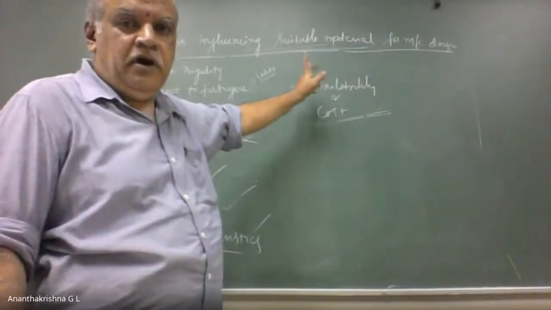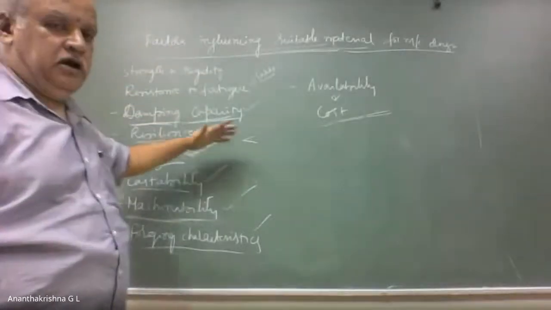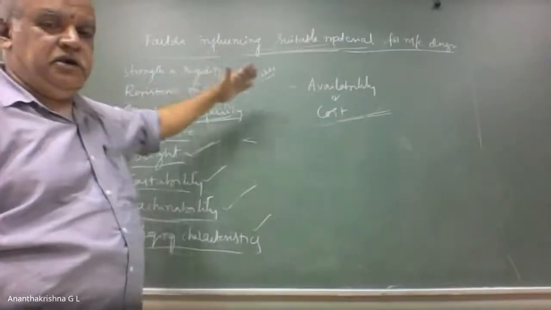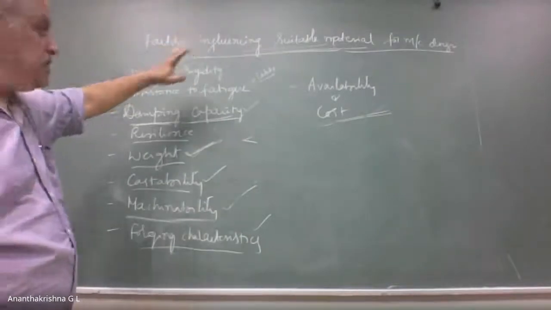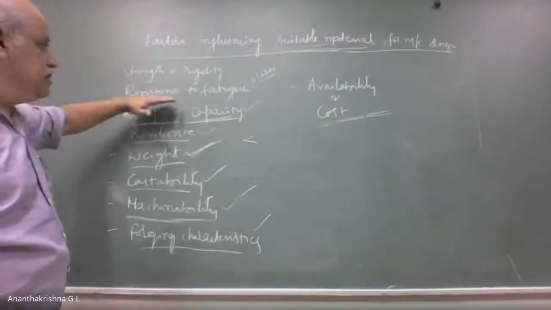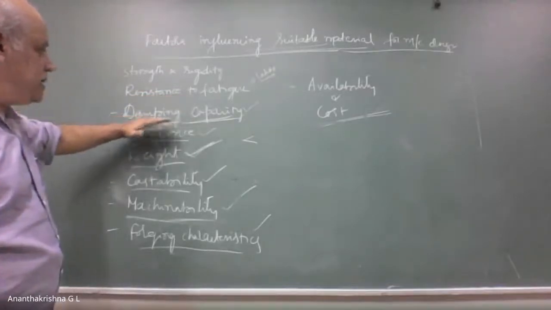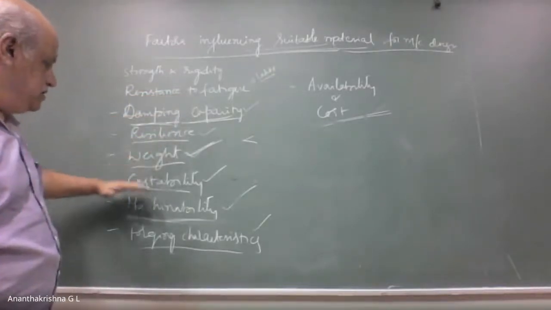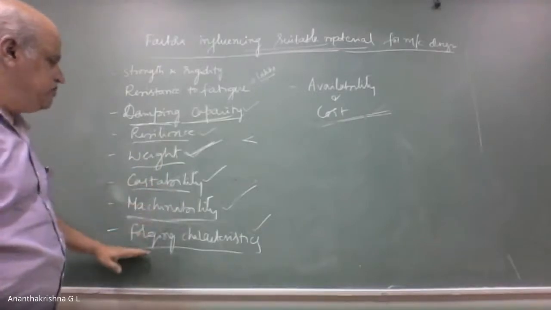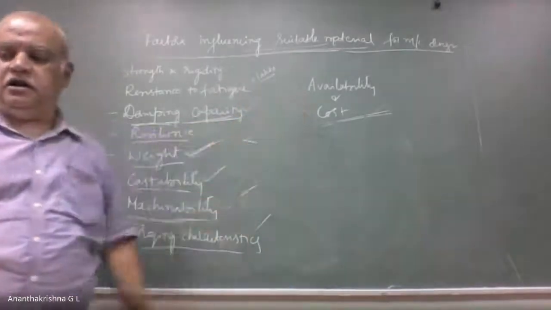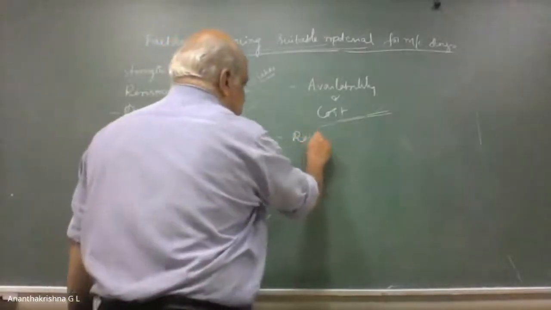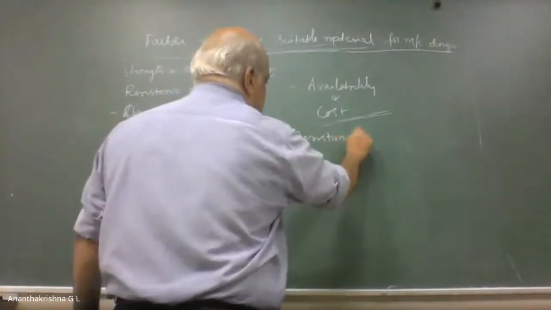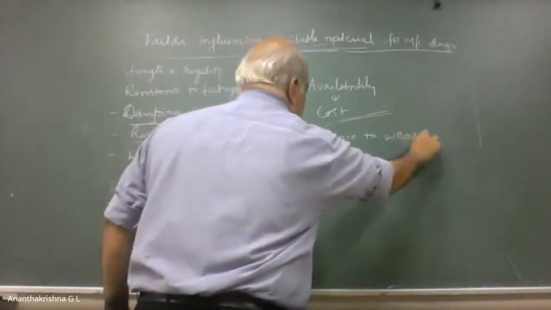Are you with me? This is another very important question in your regular examinations. So just note down factors influencing suitable material for machine design. Note down strength and rigidity, resistance to fatigue, damping capacity, resilience, weight, castability, machinability, forging characteristics, availability, and cost. Please note down this much. And you can also add one more: resistance to wear and corrosion.